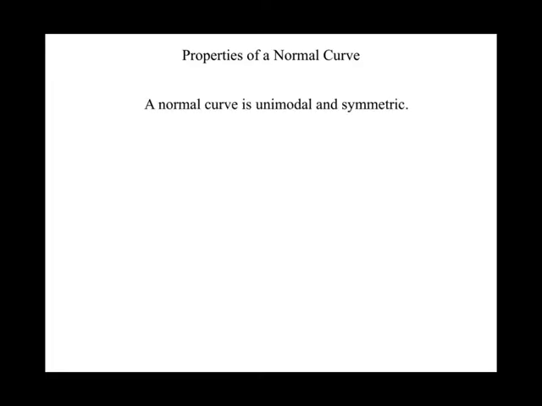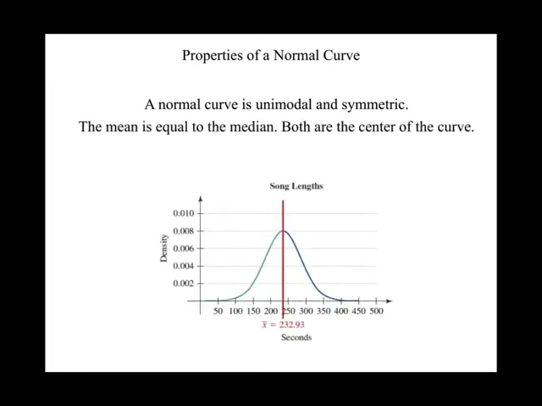A normal curve is unimodal and symmetric. Look at the curve in here. We say this is unimodal because we only have one mode. The frequency starts low, reaches the maximum, and goes back to low again. And this is about symmetric. So we call this the normal distribution, or you could say this is the bell shape.